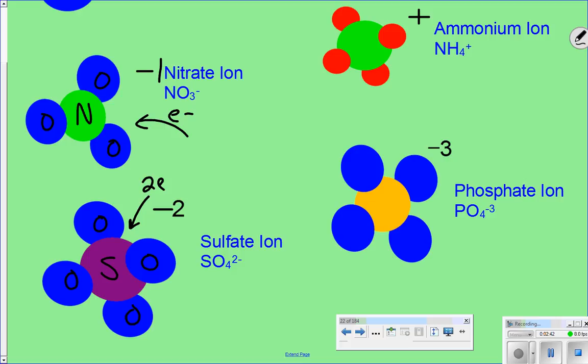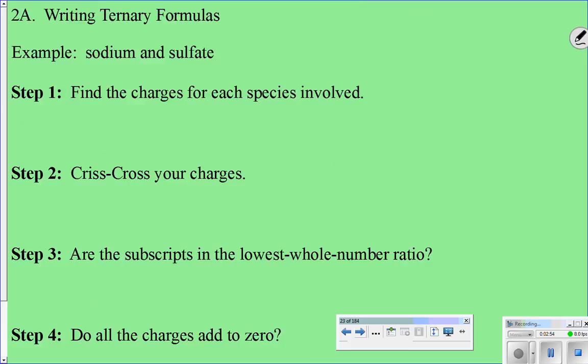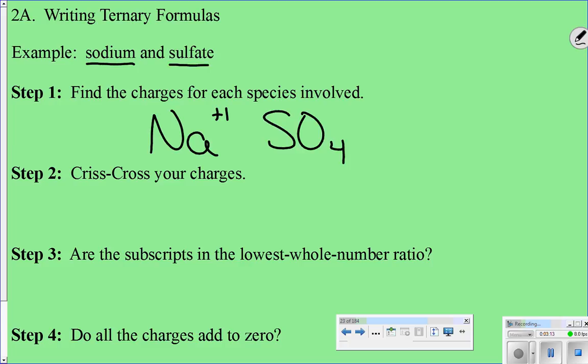The ammonium ion is a little bit different because it's one of the positive ones. Most of these are negative. This actually loses an electron as a group. Phosphate ion is somewhere in there gaining 3 electrons. So if we have to put two species together and form a ternary compound, we're going to start by looking at the periodic table and looking at table E. So I've got sodium, which is Na. I'm going to look up its charge, +1. And I've got the sulfate ion, which is SO4, -2.